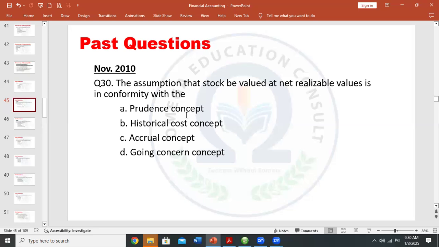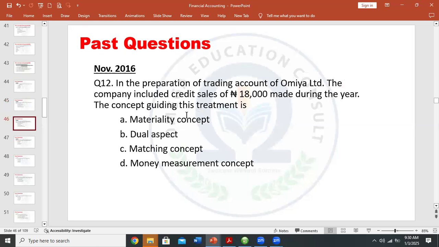Okay. The next one. In the preparation of trading account of Omiya Limited, the company included credit sales of 18,000 made during the year. The concept guiding this treatment is A, materiality, B, dual aspect, C, matching concept, and D, money measurement. So they included a credit sale of 18,000 made during the year.